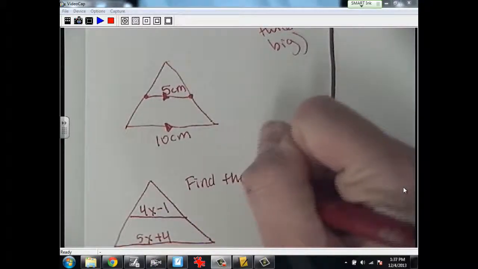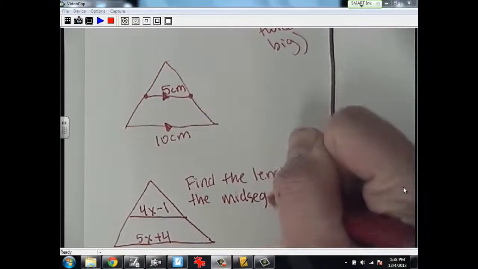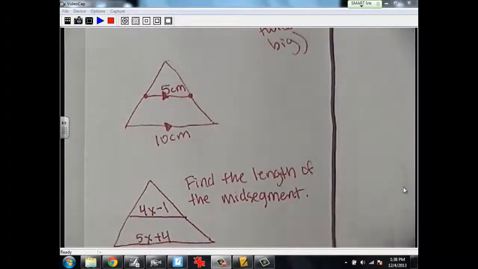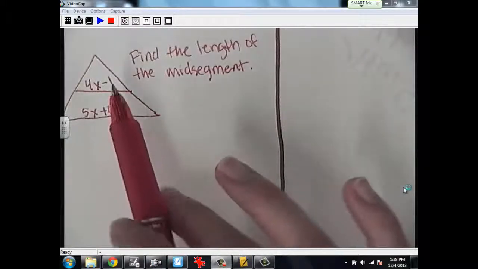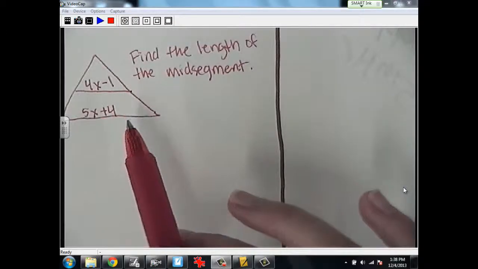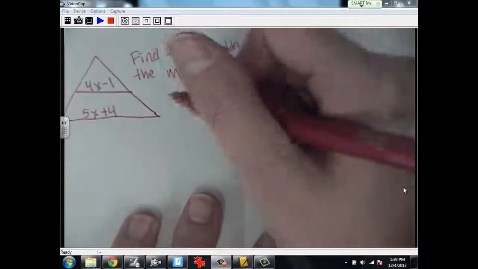We've got a triangle. You've got the mid-segment, which is 4x minus 1. This other side is 5x plus 4. And the instructions say, find the length of the mid-segment. Two of these make up that one, right? It's always 2 of the smaller one. The smaller one is always going to be the mid-segment. So, first of all, find the length of the mid-segment.